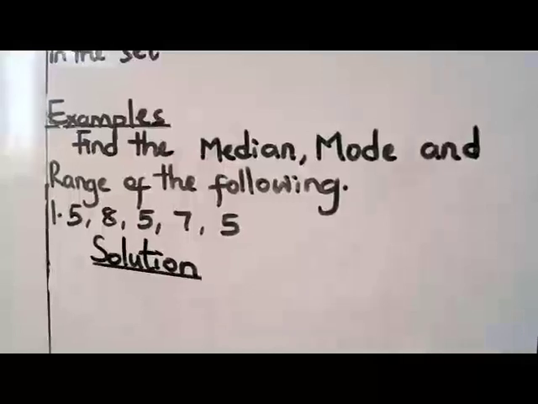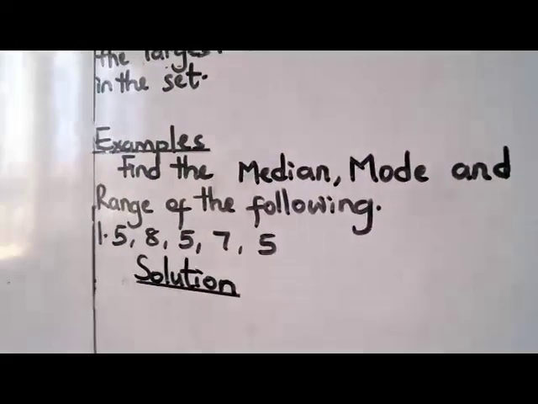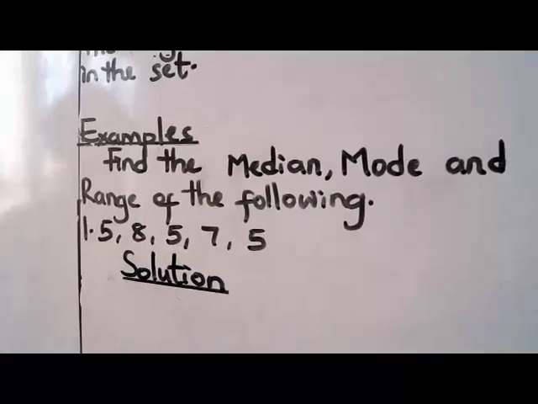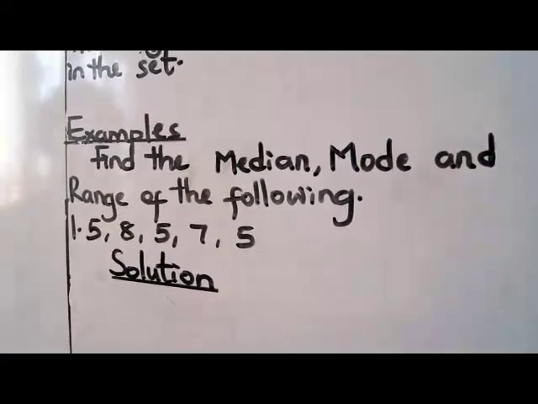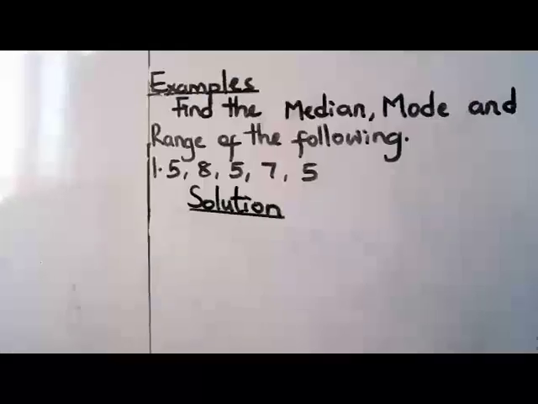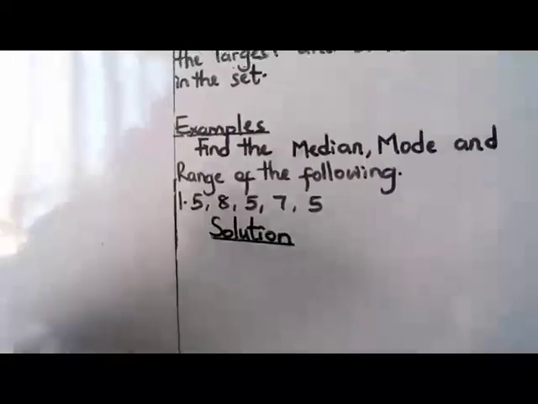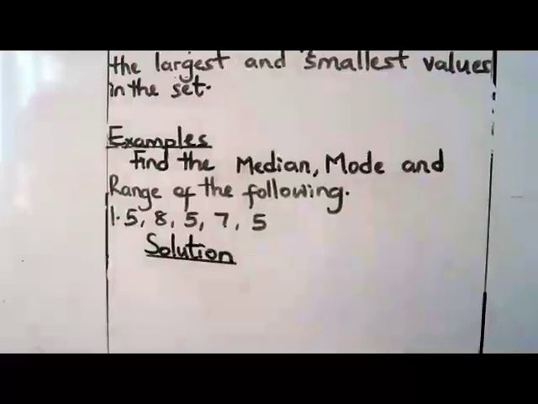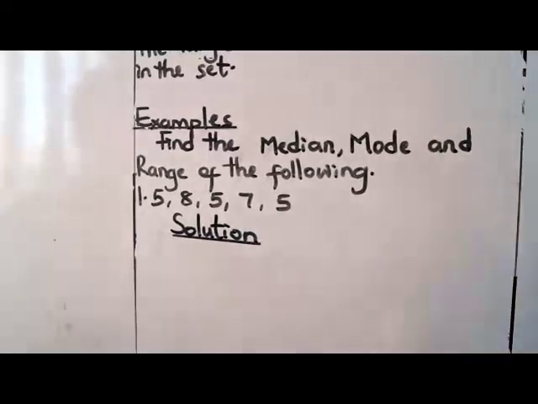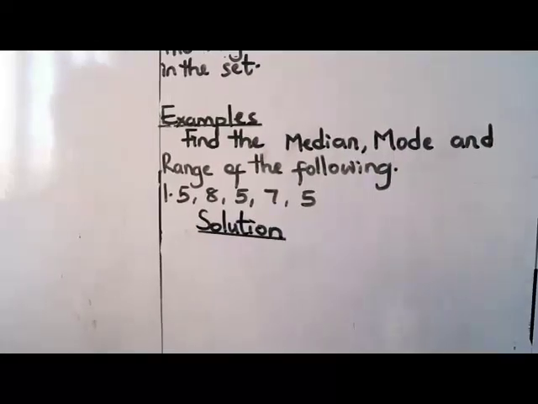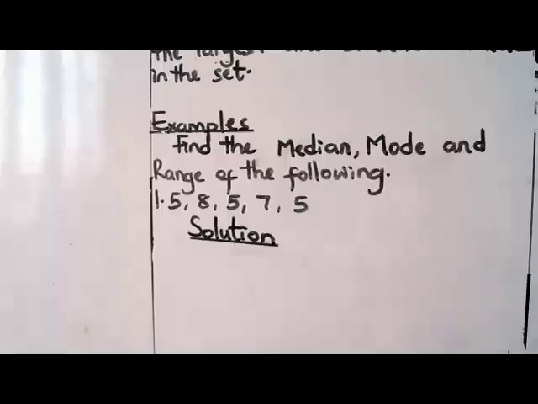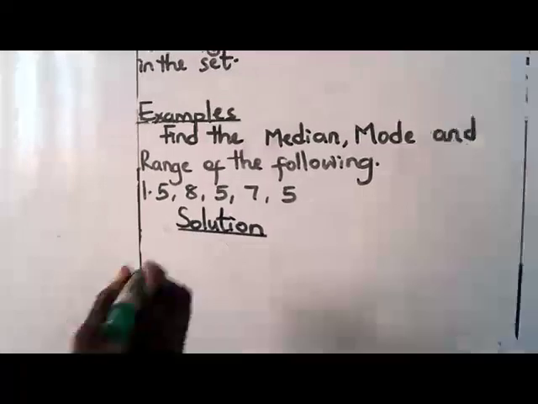The first one says, find the median, mode, and range of the following. The first thing we do is to arrange the set. Remember, I said we prefer to use the ascending order. Look at the set. We have 5, 8, 5, 7, 5. If we are going to arrange in ascending order, which number comes first? Awesome. Can you tell us? Beautiful. 5.